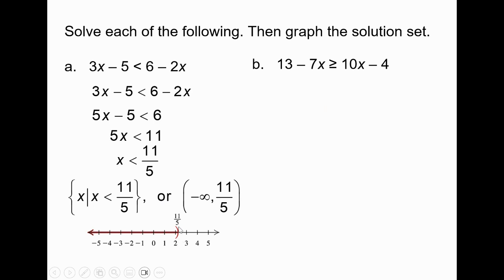First of all, he finishes this off by graphing this. There's your 11 fifths, which is 2 and a fifth. Everything that's less than that, but it's a strict inequality, so it's a parenthesis. It's not less than or equal to, simply less than.